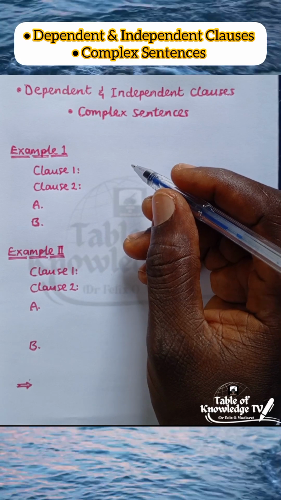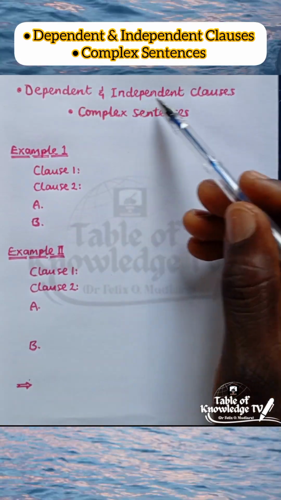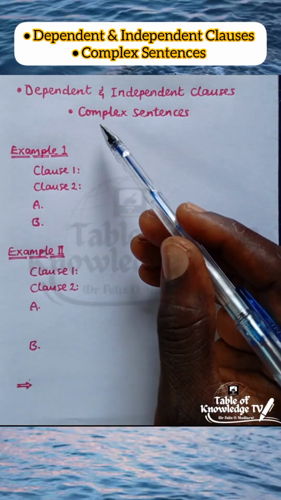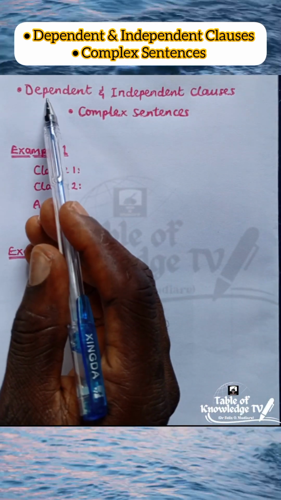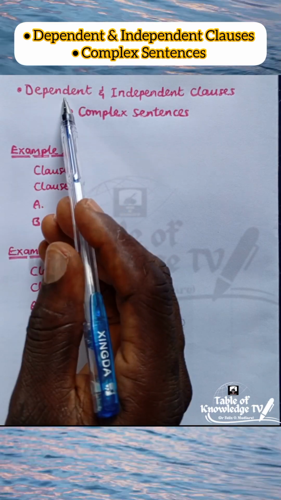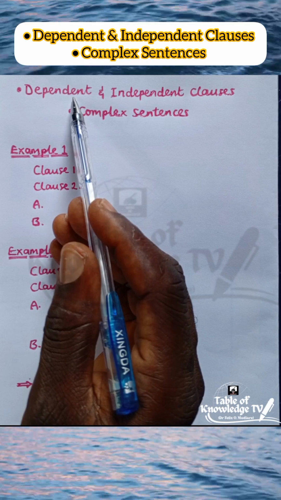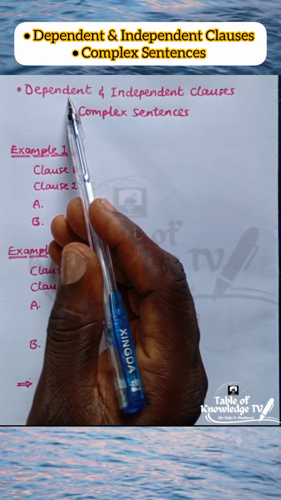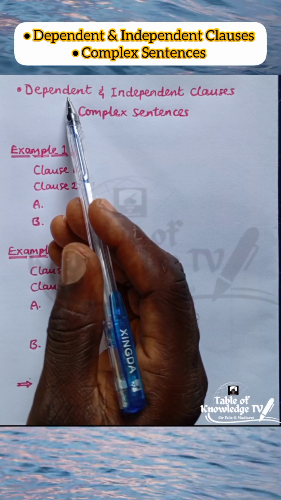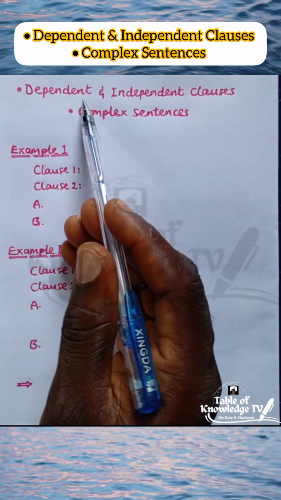Let me simplify the concept of dependent clauses, independent clauses, and complex sentences. Now, dependent clauses, just as the name implies, are clauses that are dependent on other clauses. They themselves cannot make any meaningful sense until another clause is added to them. Hence, they are called dependent clauses.